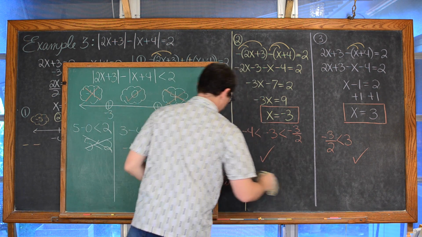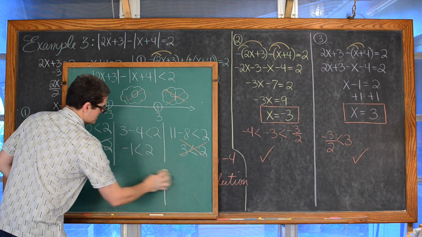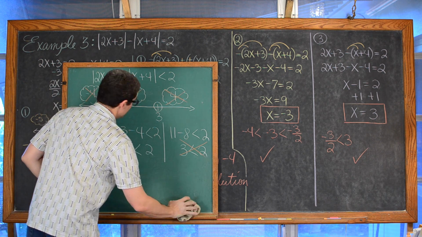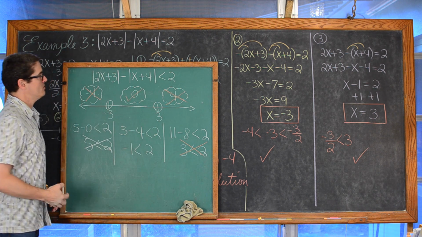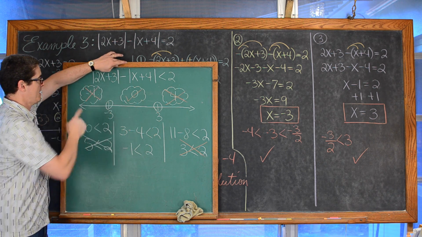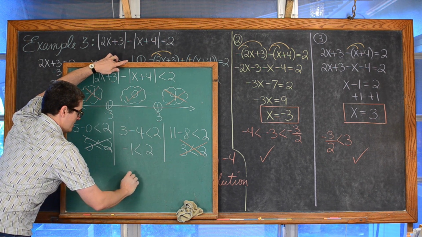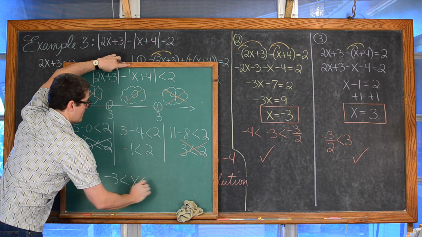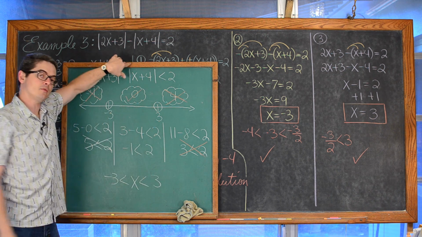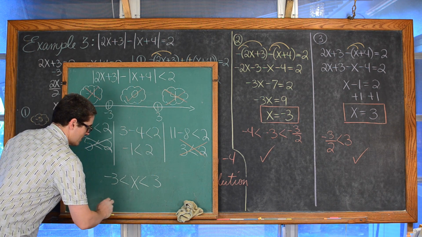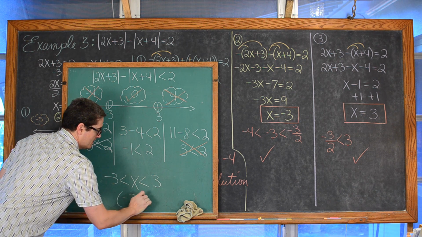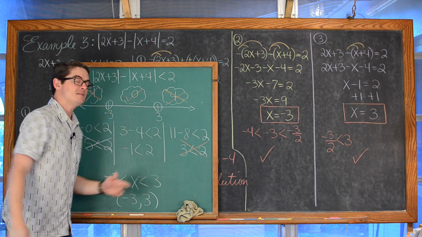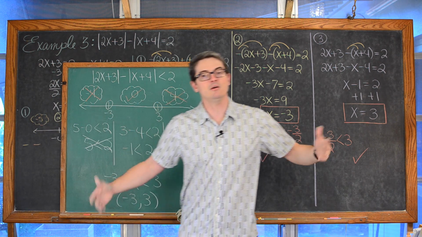And our final answer, if it was the absolute value of 2x plus 3 minus the absolute value of x plus 4 is less than 2, the answer to that inequality is going to be x has got to be greater than negative 3 and less than positive 3. Or if you're using interval notation, that means that your answers are going to be between negative 3 and positive 3. And that is the end of my last example, the end of my video.